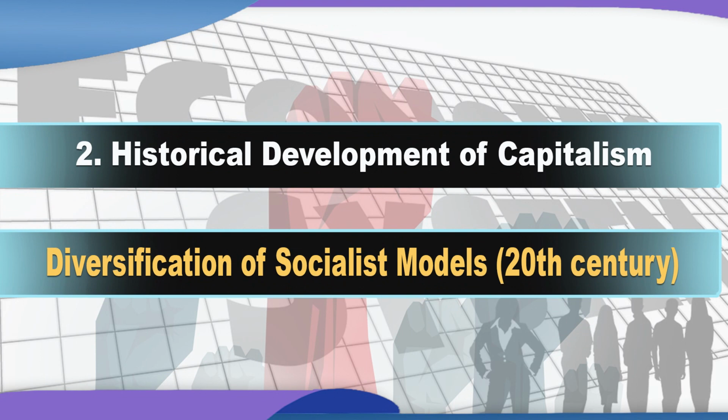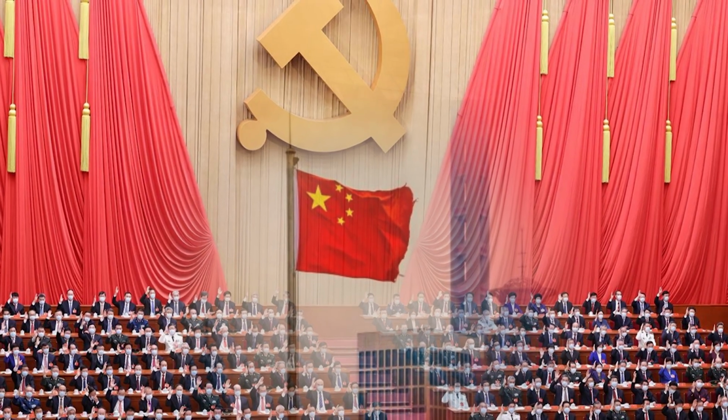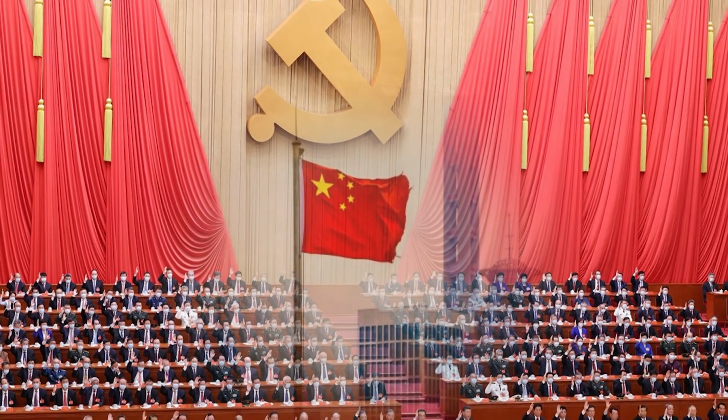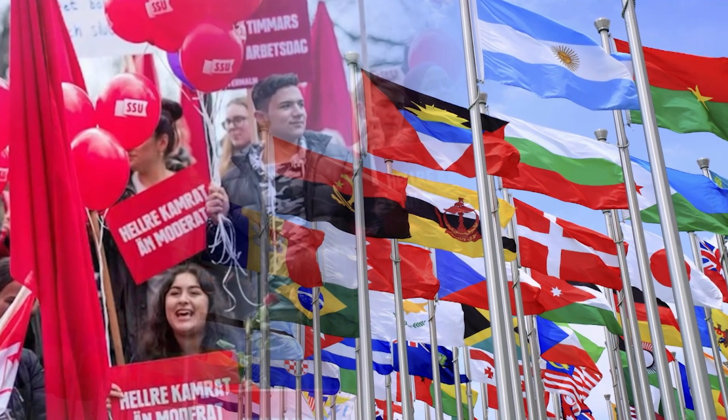Diversification of socialist models was seen in the 20th century, when different countries developed various approaches to socialism, including Yugoslavia's worker self-management system, China's gradual market reform while maintaining Communist Party control, and the democratic socialism of Scandinavian countries. These variations demonstrated that socialism could take many different forms.